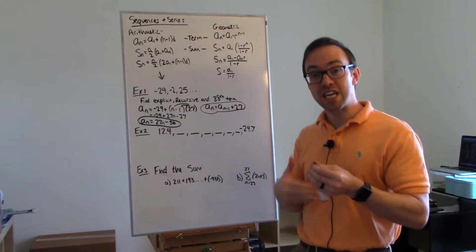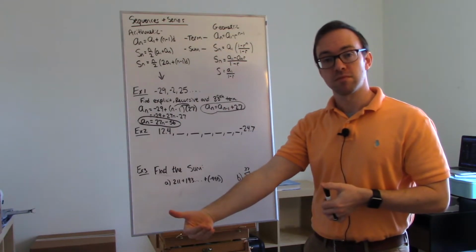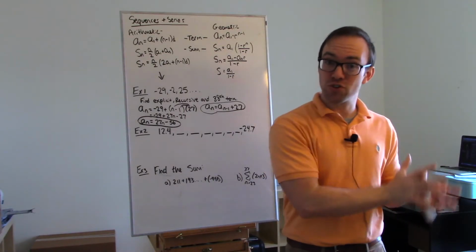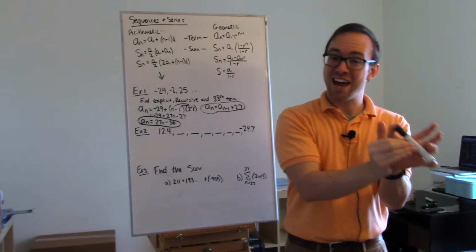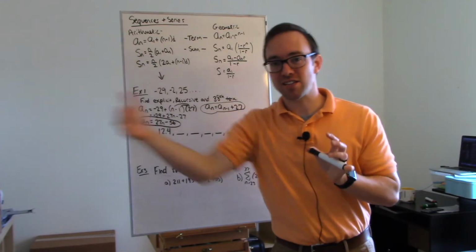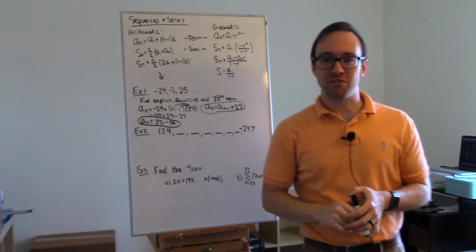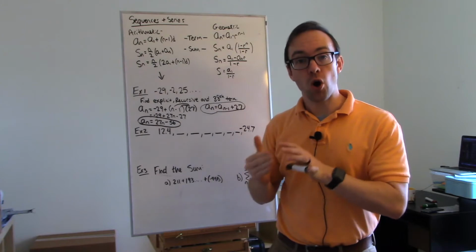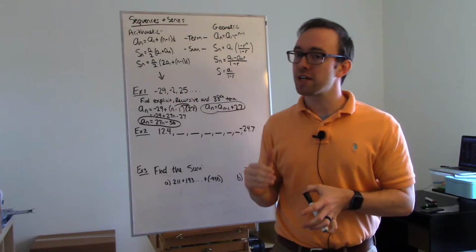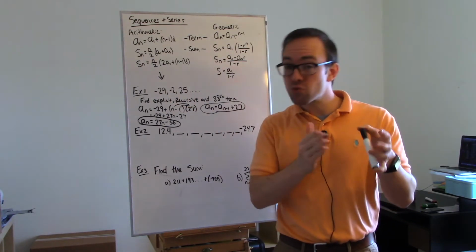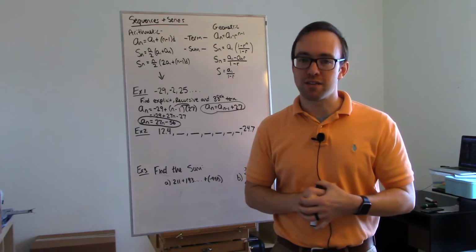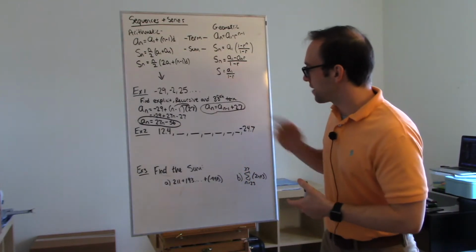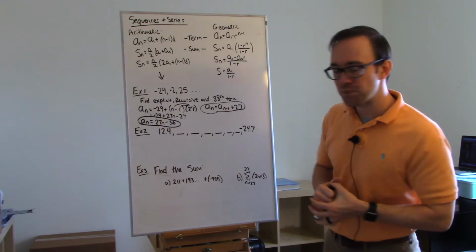A of n, or the next term, equals a n minus 1, so the now term. The a n minus 1 is now, a of n is next, so next equals now plus 27. It's always going to be, for arithmetic sequences, the recursive will always be a of n minus 1 plus or minus whatever that common difference is equals the a of n. And that's the second part to this example.